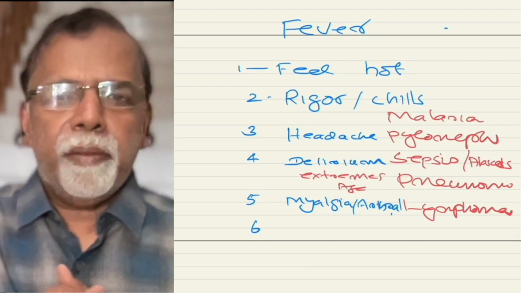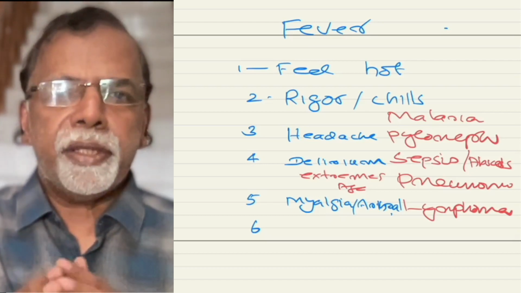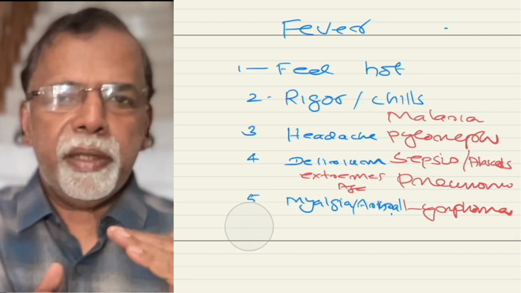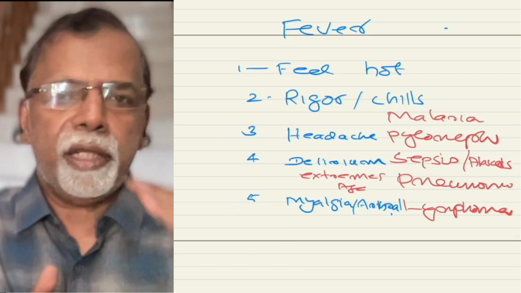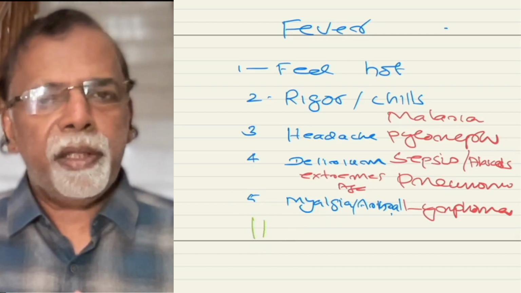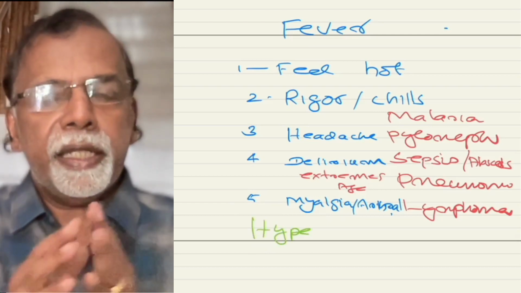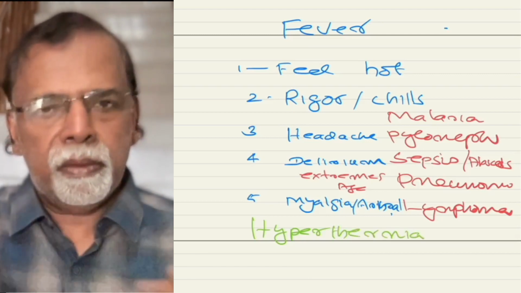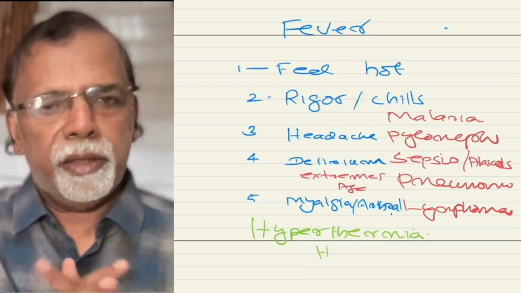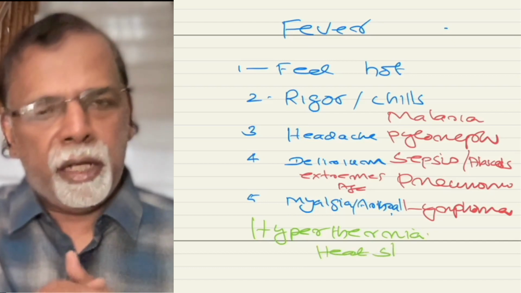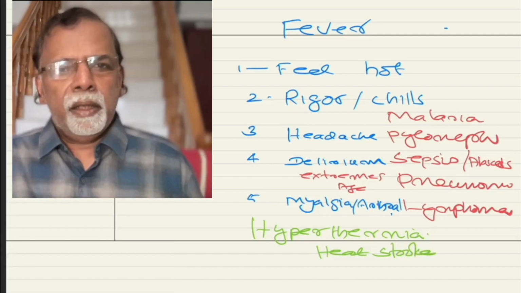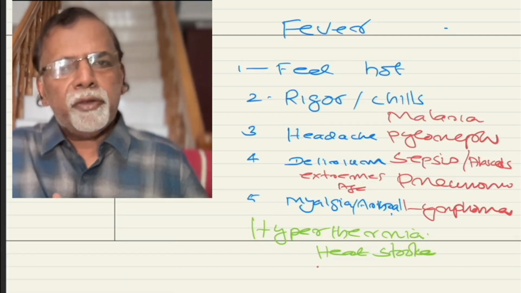Then there's the terminology hyperthermia, which I already mentioned. Hyperthermia is different from fever. In hyperthermia, the hypothalamic set point is not elevated. This hyperthermia occurs when there is inadequate heat loss. That is, the body is unable to release the heat from the body. The sweating mechanism is affected. An example is heat stroke, when somebody is exposed. Then we'll just think what is the reason for fever.